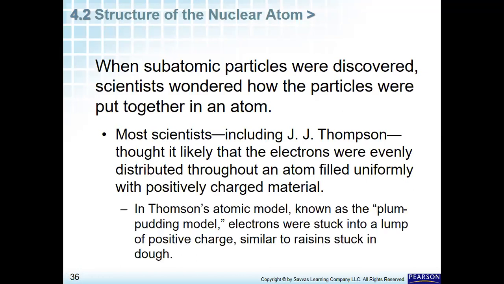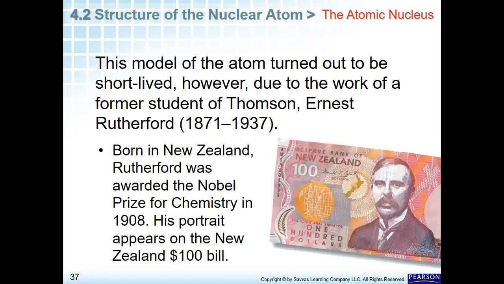In Thomson's atomic model, known as the plum pudding model, it's like a watermelon: the positive charge is the fruit, and the seeds inside are the electrons. Electrons were stuck in a lump of positive charge, similar to raisins stuck in pudding. That model turned out to be short-lived.